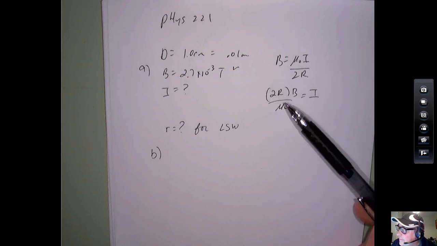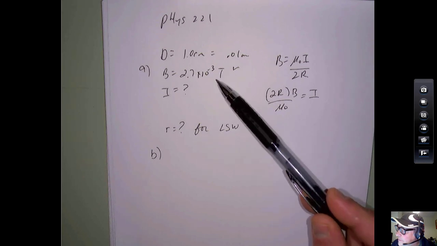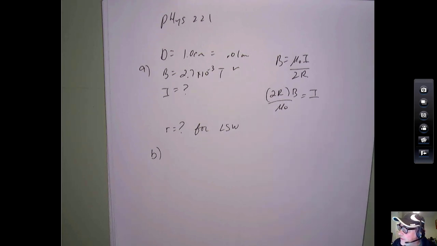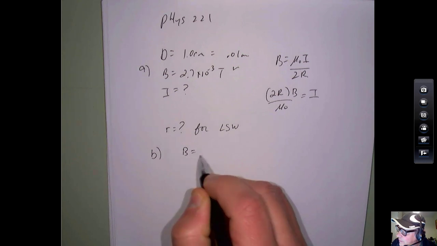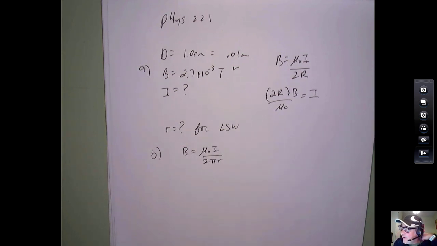And part B is, if you have a long straight wire with this same stuff that you have up here, how far away from the wire are you to have this magnetic field with this amount of current flowing through it? So a long straight wire has a different formula: mu 0 I over 2 pi r. We want to solve for r.